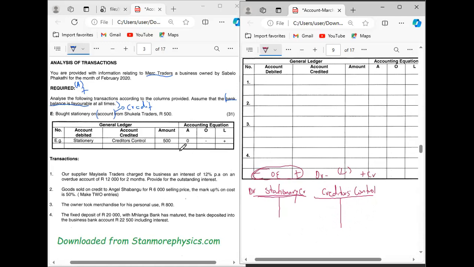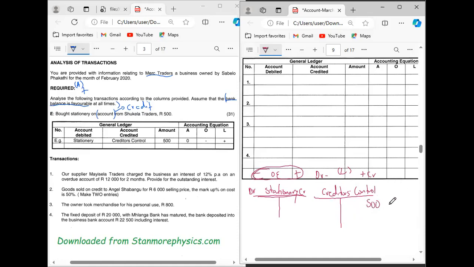So in this statement, we are not paying anything, but we decided to buy stationery. So we are buying stationery on credit. What is going to happen with our debts, with our liabilities? Are they going to increase or decrease? Yes, you are correct. Our liabilities will increase, by 500 rand, on the credit side, meaning we are accumulating more debts.